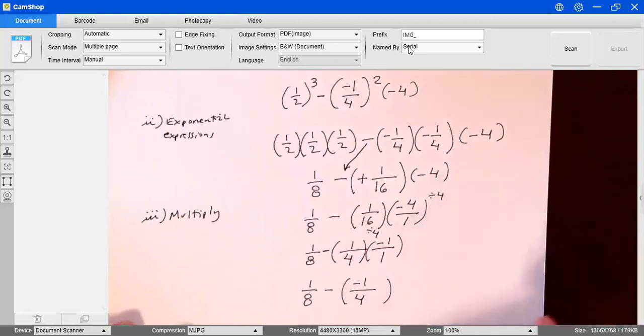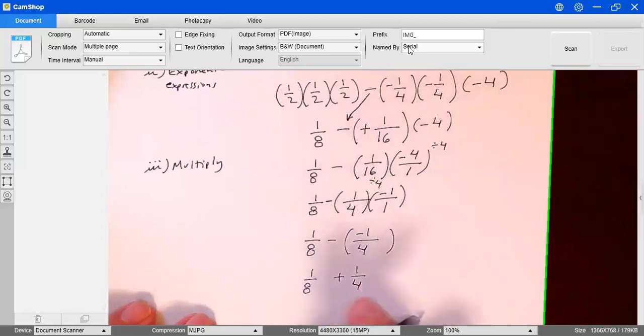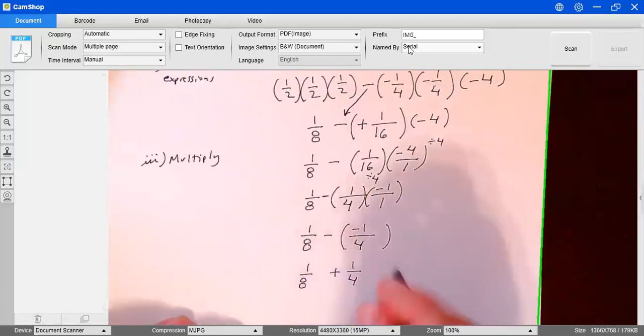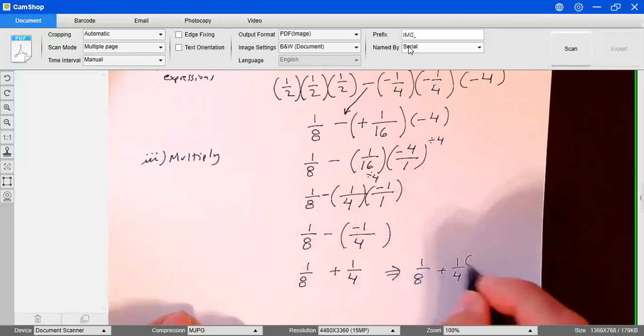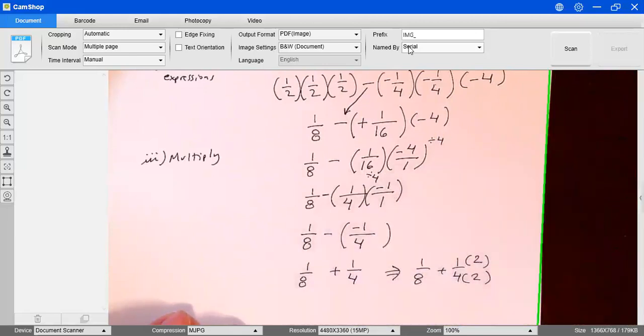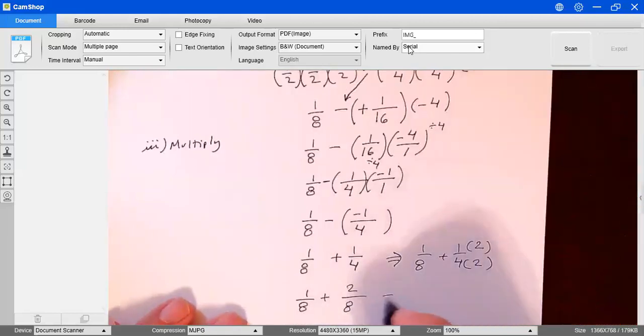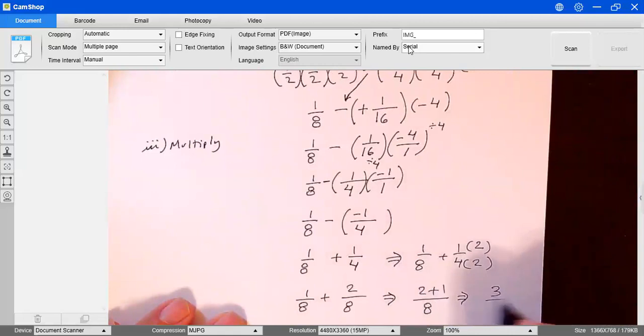So the last step is just doing this multiplication. Negative times negative is going to become positive. 1 over 4, we have 1/8 here. So we're going to add now these two quantities. I'm going to write this here, 1/8 plus 1/4. We're going to multiply by a number that is going to give me the same denominator. So I need to multiply by 2, both. So I'm going to get 1/8 plus 2 times 1 is 2, 4 times 2 is 8. So now I have the same denominator. So the final answer is going to be just 2 plus 1 over 8. So this is going to be 3 over 8.